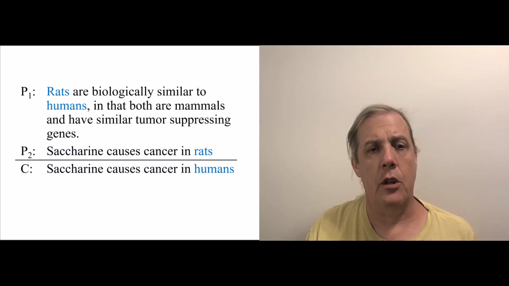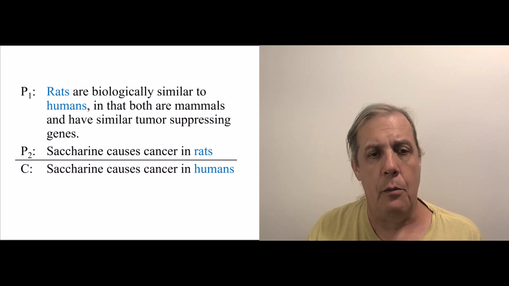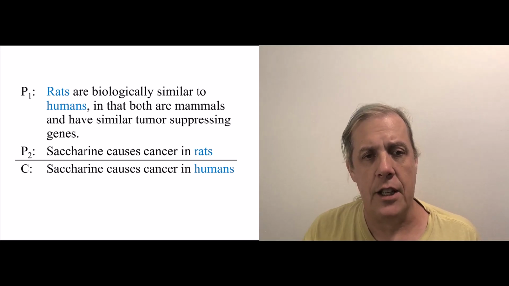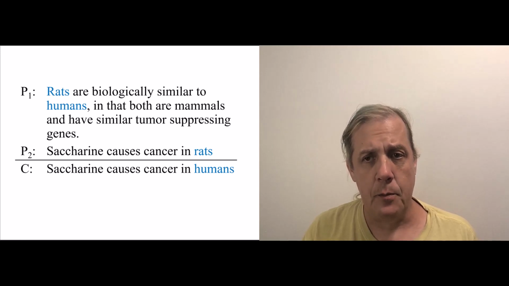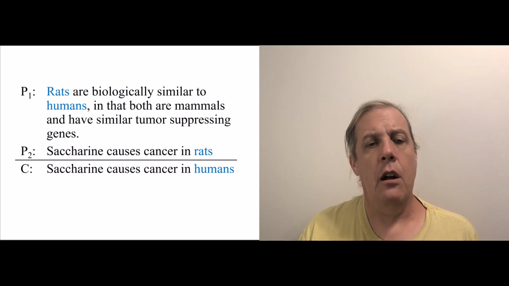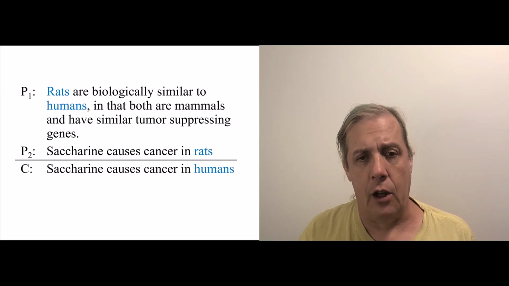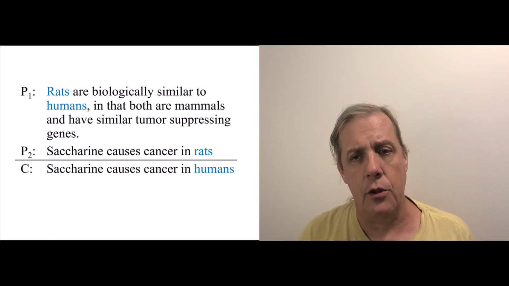So take a look at this argument. Rats are biologically similar to humans in that both are mammals, saccharin, etc. Saccharin causes cancer in rats, therefore saccharin causes cancer in humans. The two analogs are rats and humans. The rats are the reference analog. That's because we know something about them in the premises. The humans are the target analog, and that's because we infer something about them in the conclusion.